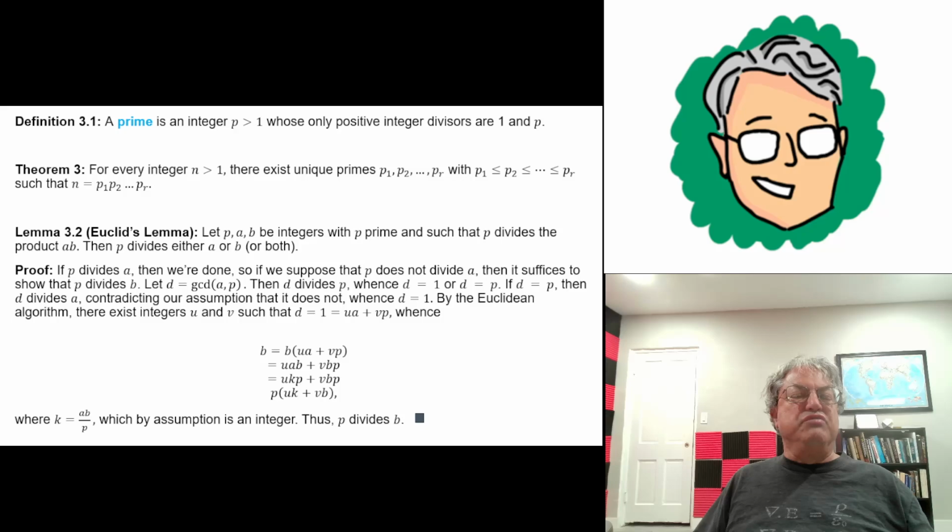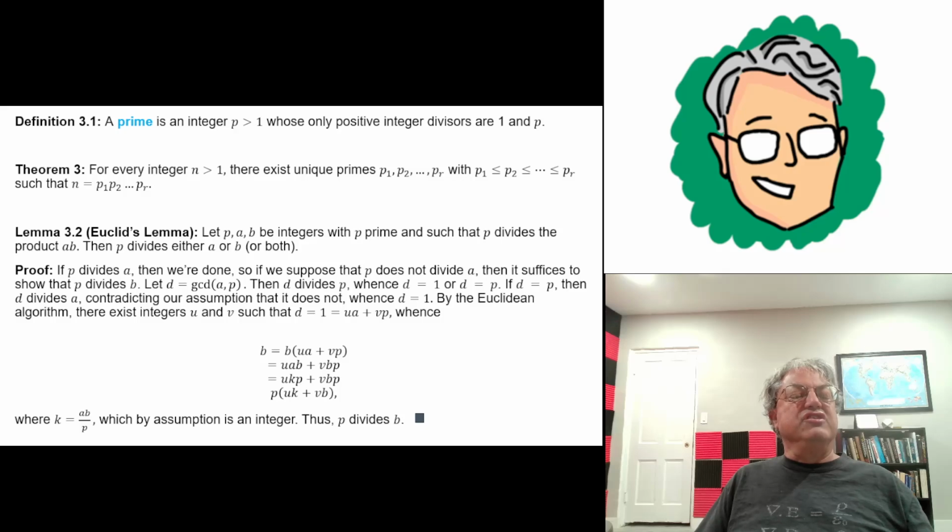But D cannot equal P because we're assuming that D didn't divide A. If D equals P, then D divides A, which means that P divides A, which we're assuming is false. So that means the GCD has to be 1. D has to equal 1.